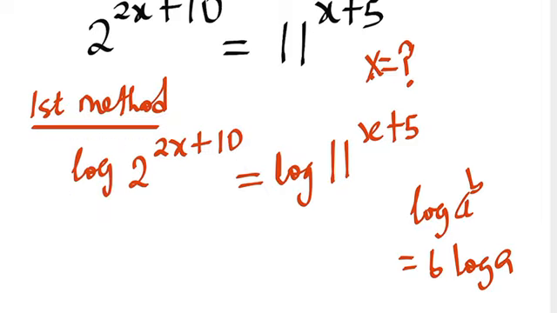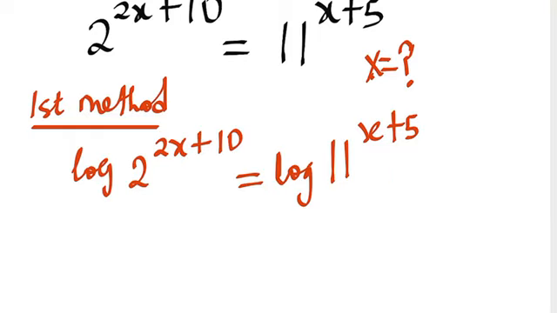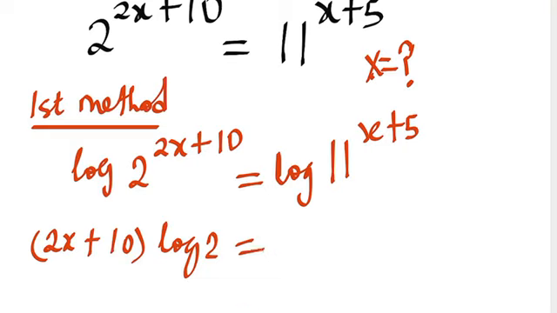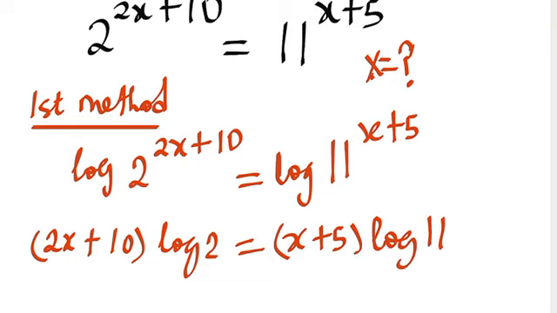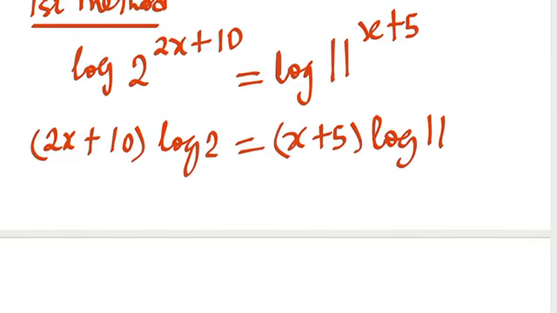So we're going to have the 2x plus 10 come down. We have 2x plus 10, then we have log 2. Then equals, same thing here, x plus 5 has to come down, then multiplying log 11. So now from there, the next thing we're going to do, let's move on.